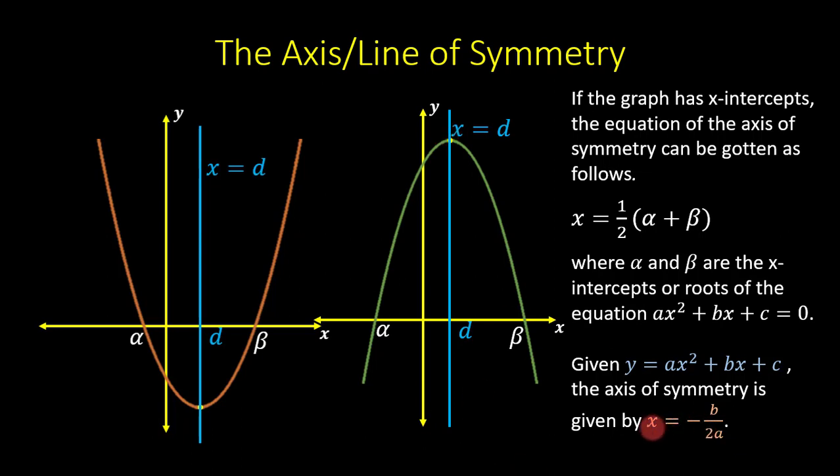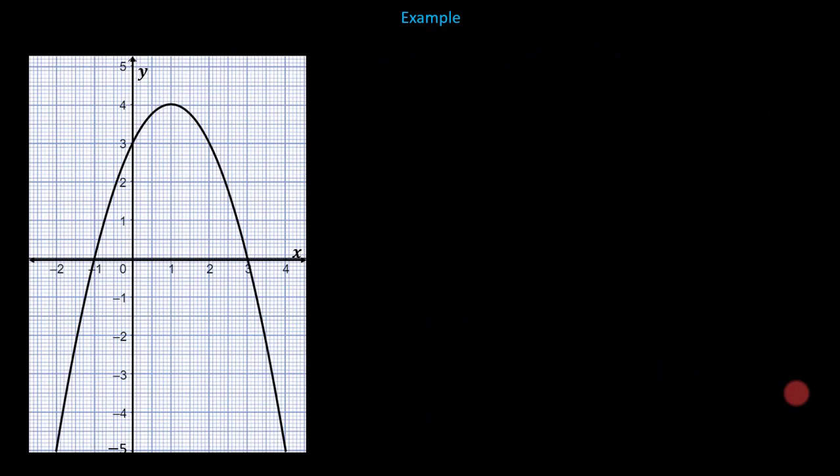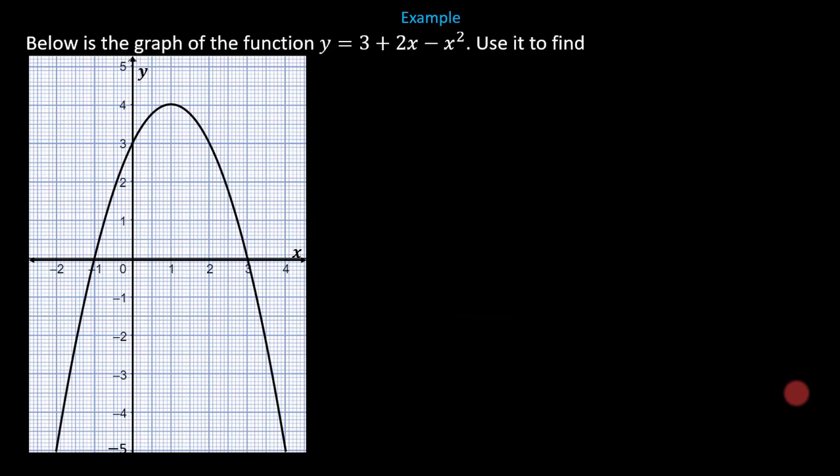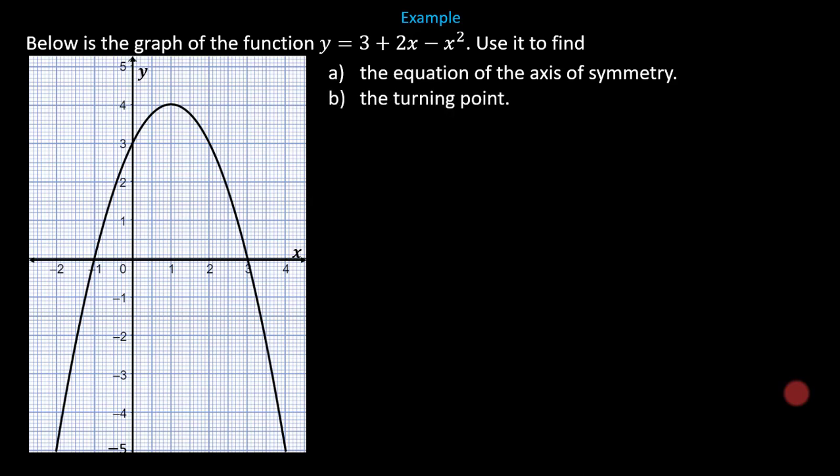Simplifying will result in the equation x is equal to negative b over 2a, which is the equation of the axis of symmetry. Now let's look at this example. Below is a graph of the function y is equal to 3 plus 2x minus x squared. Use it to find a, the equation of the axis of symmetry, b, the turning point, c, the value of y when x is equal to 3.5.